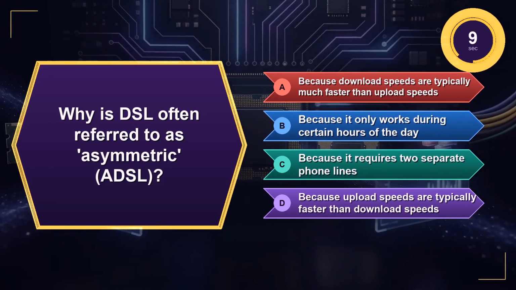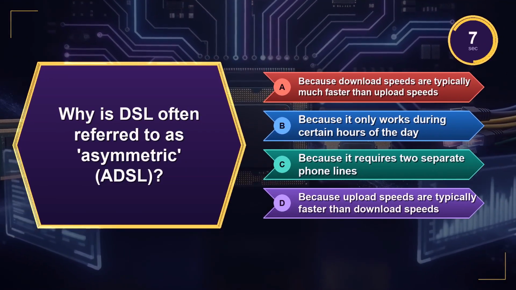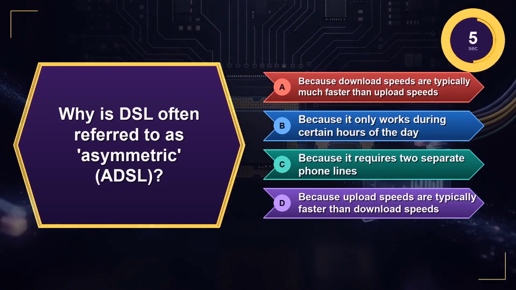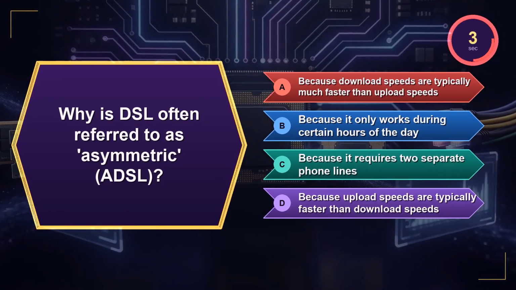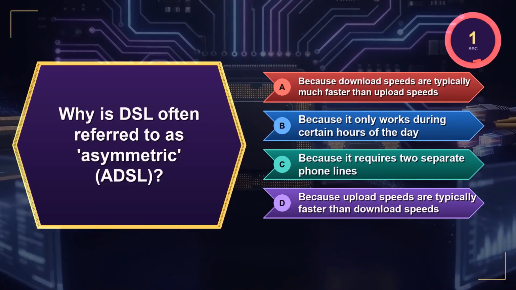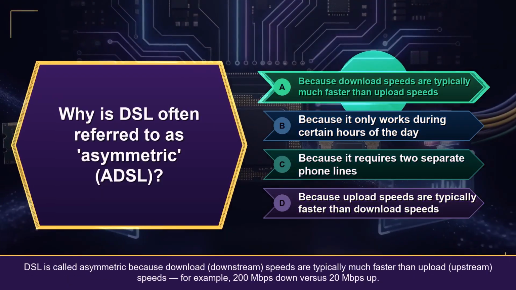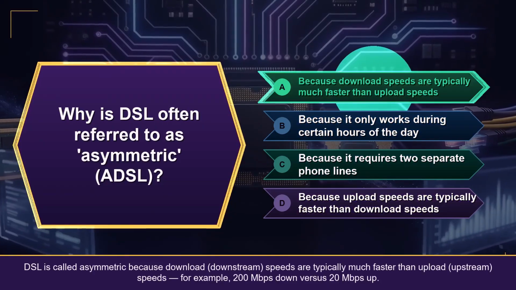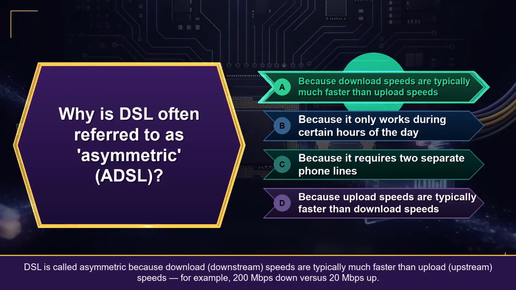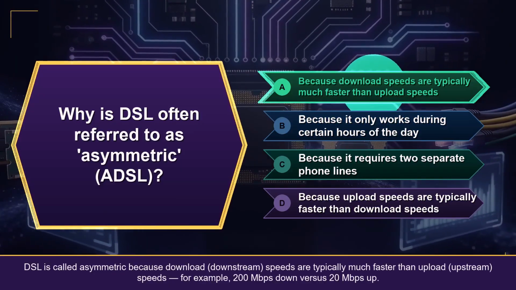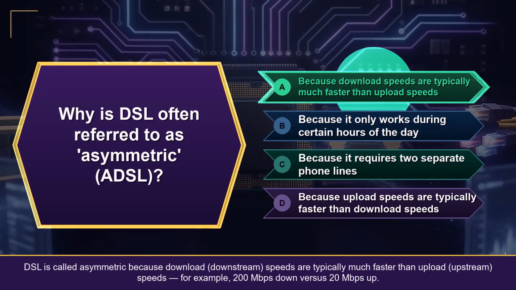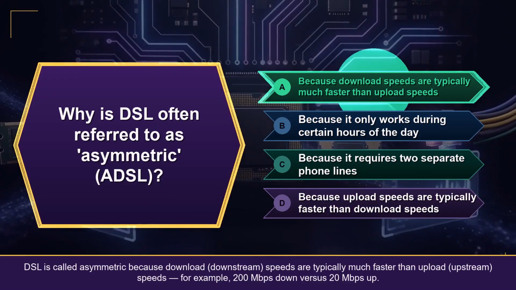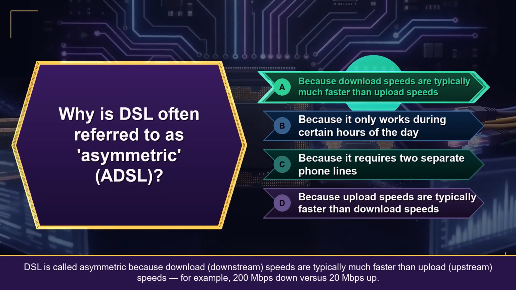Why is DSL often referred to as asymmetric, ADSL? DSL is called asymmetric because downstream speeds are typically much faster than upstream speeds, for example, 200 megabits per second down versus 20 megabits per second up.